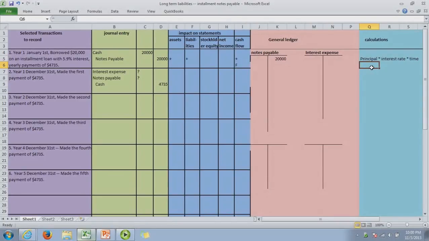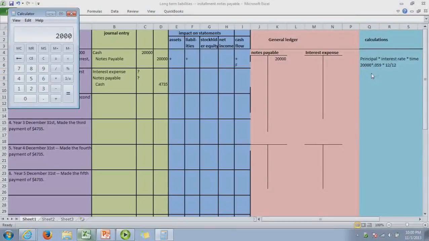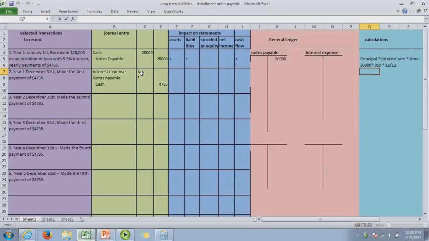Principal times interest rate, which is usually annual, times time. So our first payment will have principal of $20,000, interest rate, we're using 0.059, 5.9%, and the time, since we're making yearly payments, will be 12 over 12. Normally, you'd have 1 over 12. So that's something to keep in mind, but usually your payments are monthly. So if we simply calculate that, and I won't do 12 over 12, 1,180 represents the cost. That's your interest expense.